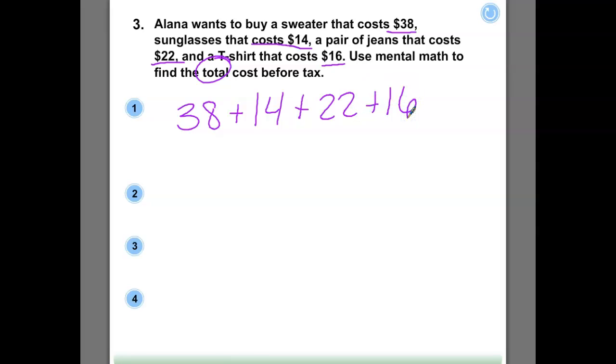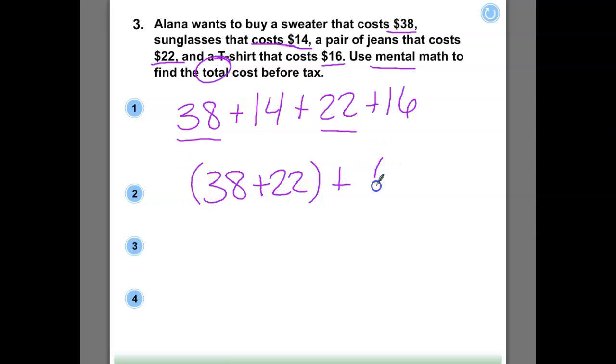Now yes, I know that you guys can add them, but they asked us to use mental math. So if we were trying to make easy math that we could do inside our head, which ones do you think we would regroup so that we could add them more quickly? I would probably regroup 38 plus 22 and then add it to 14 plus 16 because I know that 8 and 2 will give me a perfect 10.